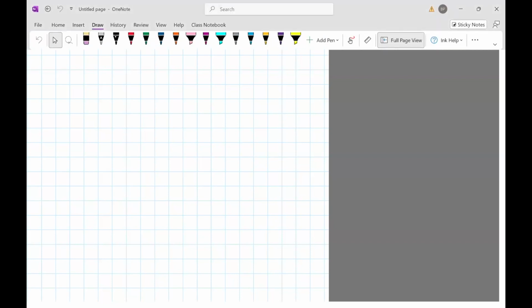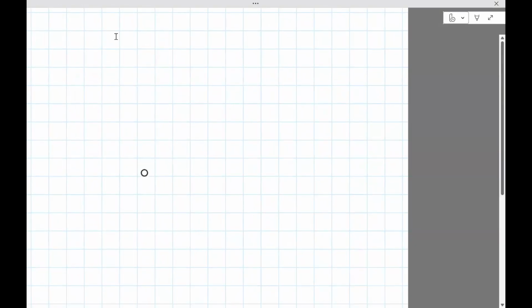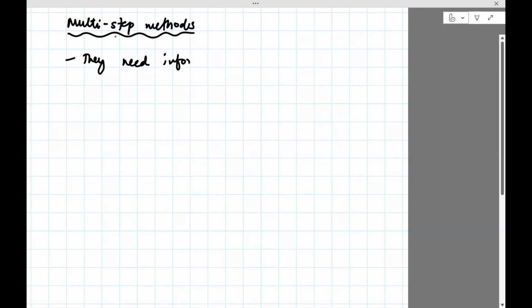So there are two types of methods we'll talk about. One are the implicit and the other are the explicit methods. Let's just do them one at a time. So multi-step method is what we're going to cover today. And they are called so because they need information at multiple time steps.